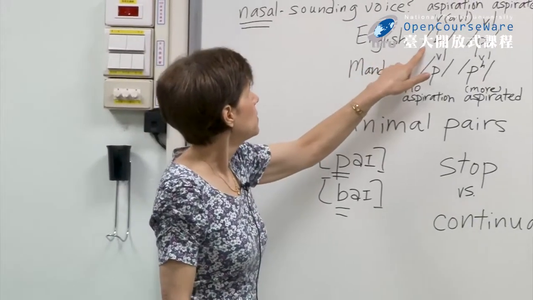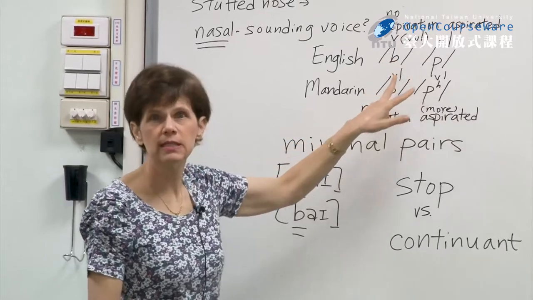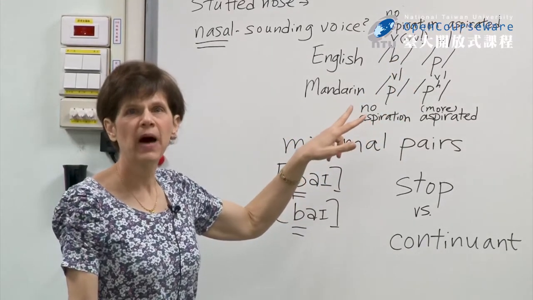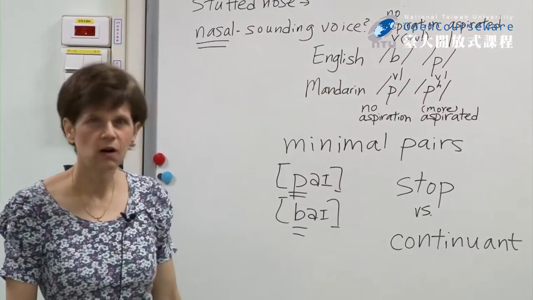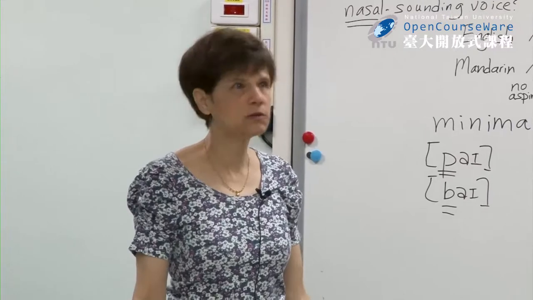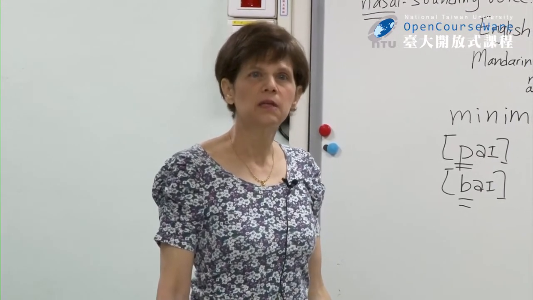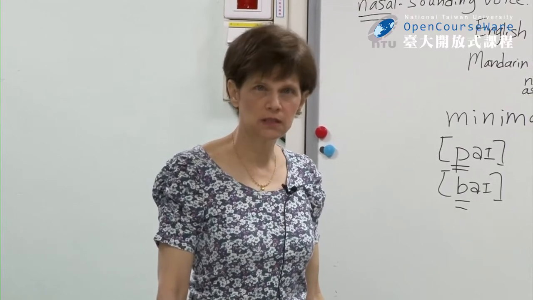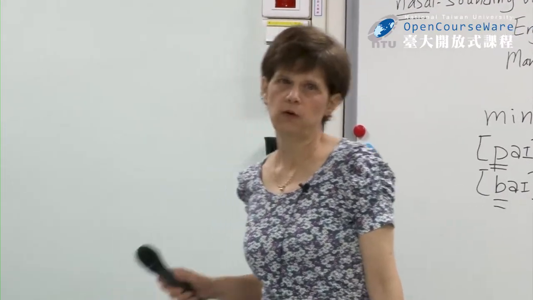Okay, so in English, we have these two sounds. One is voiced, one is voiceless. B and P, bi and pi. The problem is, the B is not always voiced. B is never aspirated. It's always unaspirated, that's fixed. But sometimes it's voiced and sometimes it's voiceless. So, boy, it's better with the microphone.